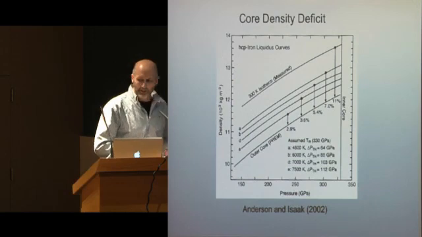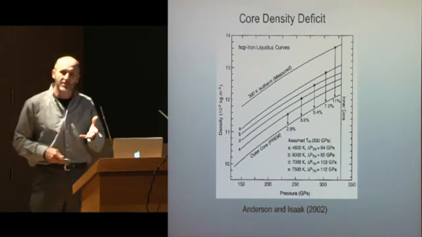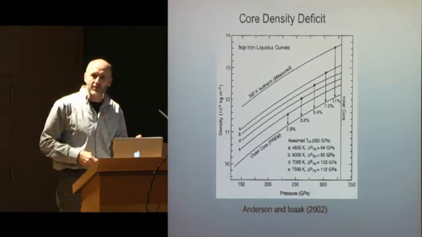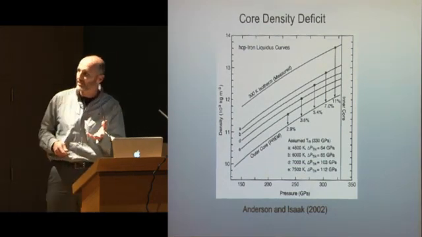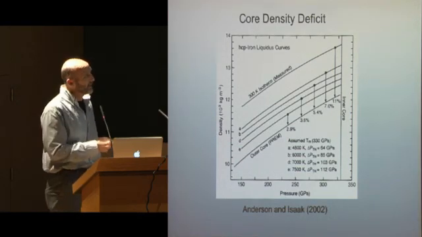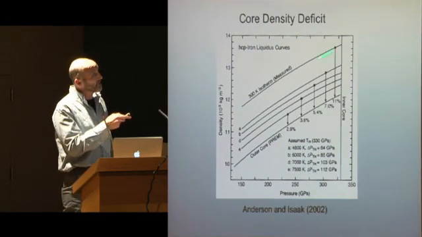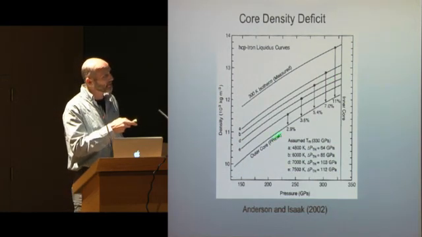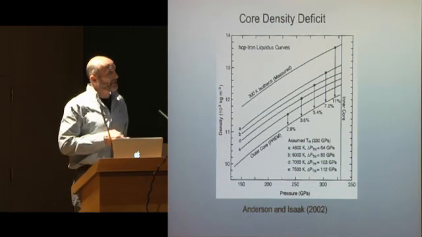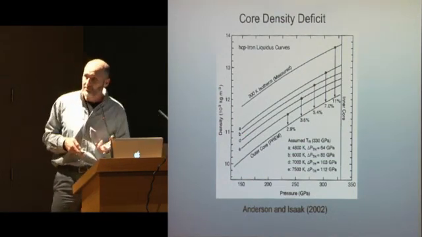But we should look a little bit at this number, 10%, first, because it's quite important when we start thinking about how much we're going to stuff into the core. If we say 7, 8, 10% silica or oxygen, is the density deficit really as great as we think it is? This is a paper by Anderson and Isaac in 2002. Here again is the 300K isotherm, and they've plotted a number of different temperature contours on here, again compared to PREM. And you'll see that the density deficit is highly sensitive to the temperature.